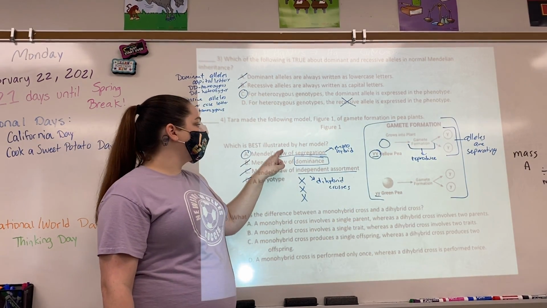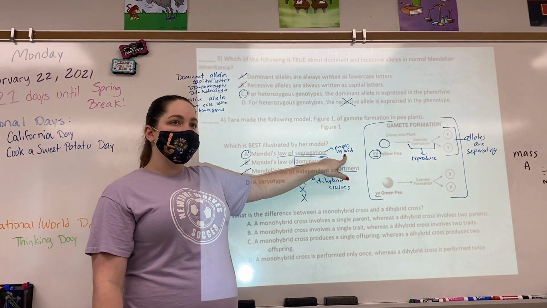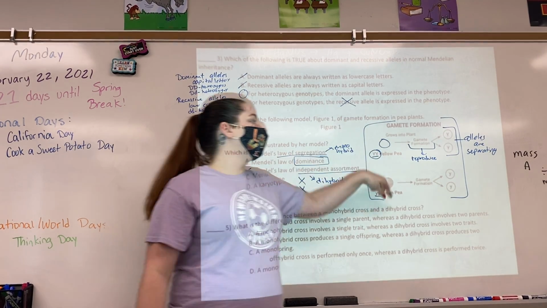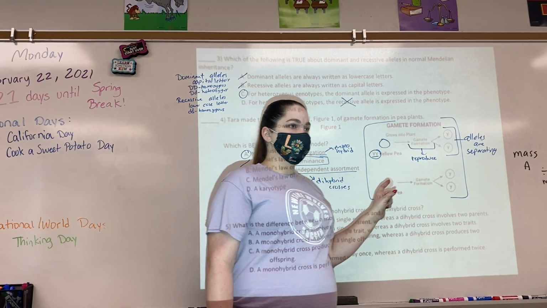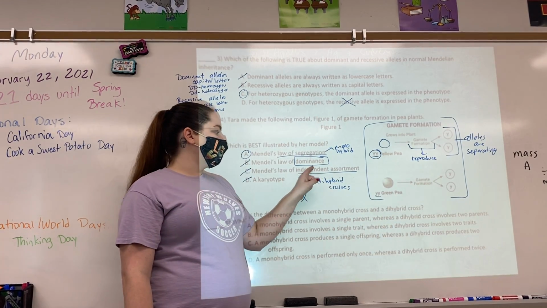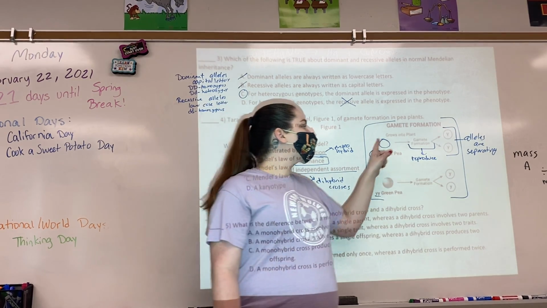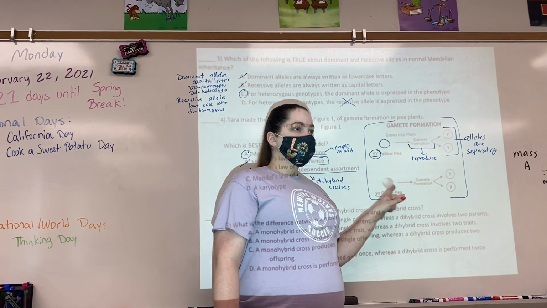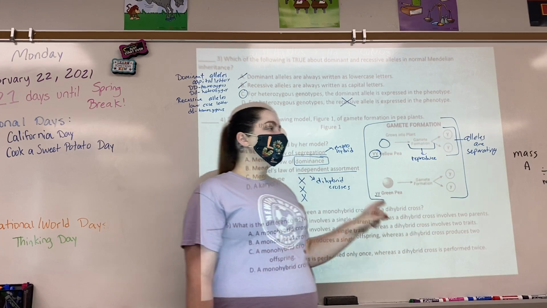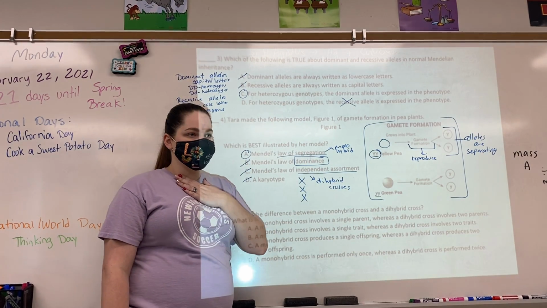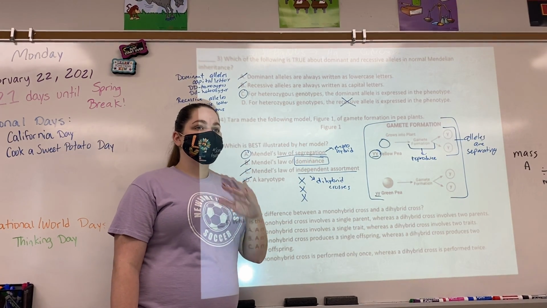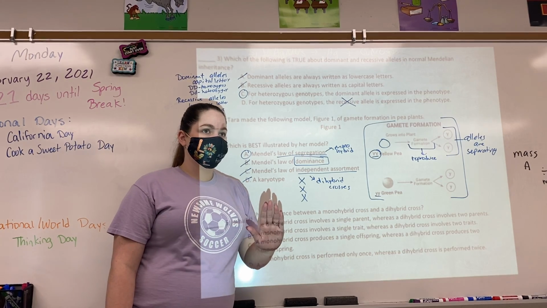So anytime you see the law of segregation, you should think a monohybrid cross. There should be one trait being affected. If you see the word law of independent assortment, it is a dihybrid cross, and you have two traits being affected. So because we only have one trait here, we're looking at the law of segregation. Does that make sense for everyone who got that one wrong? Okay.